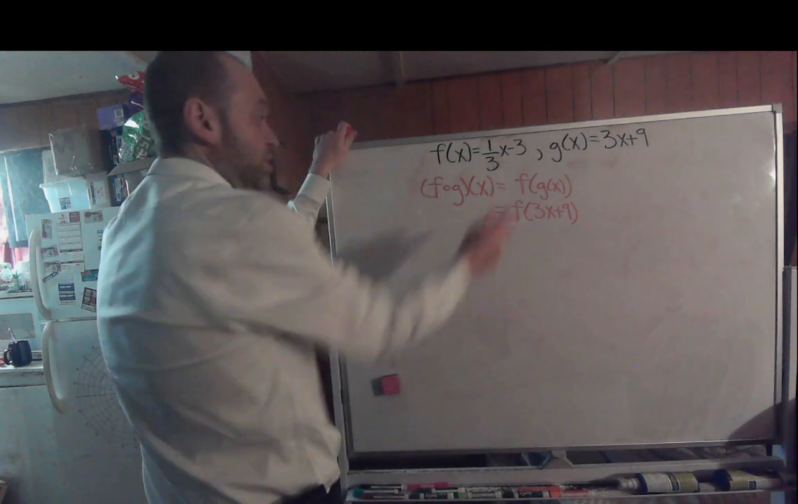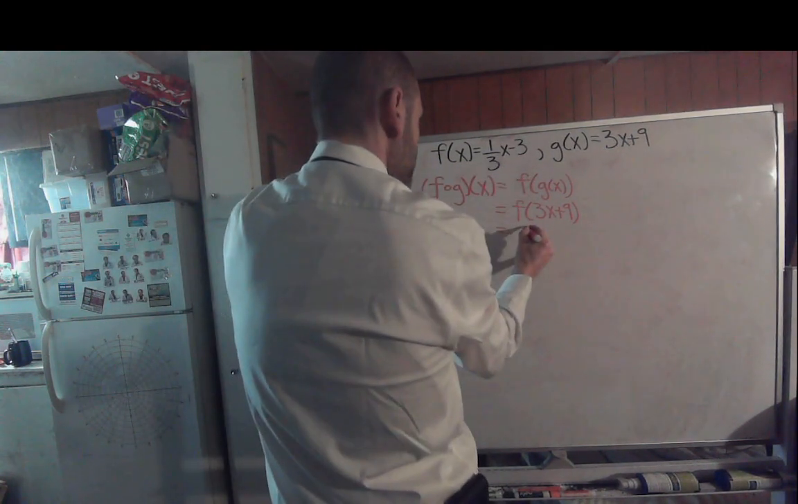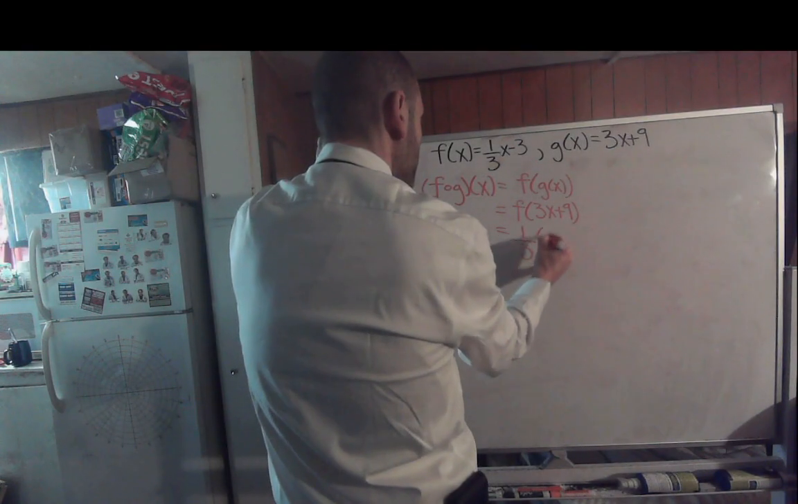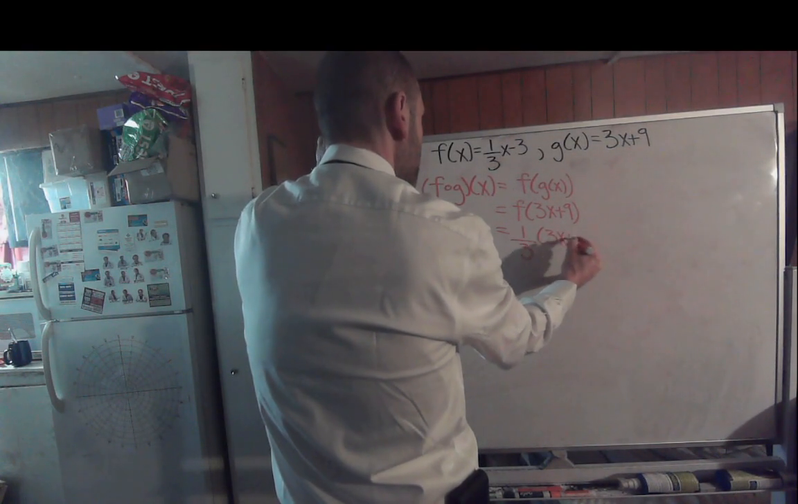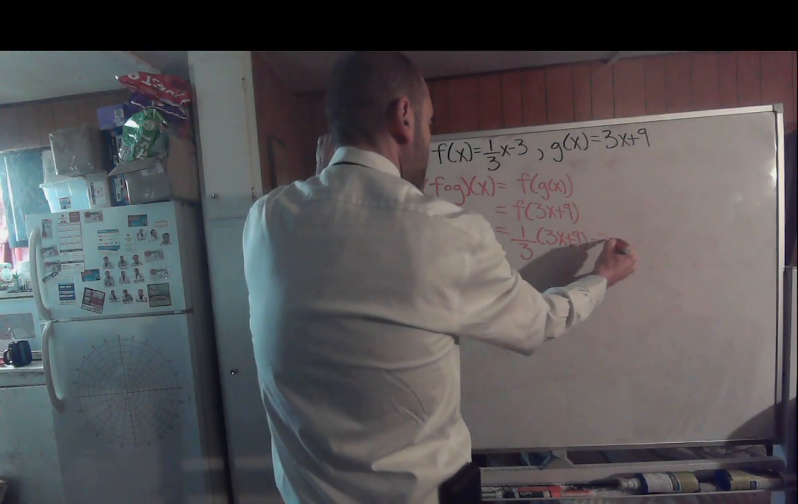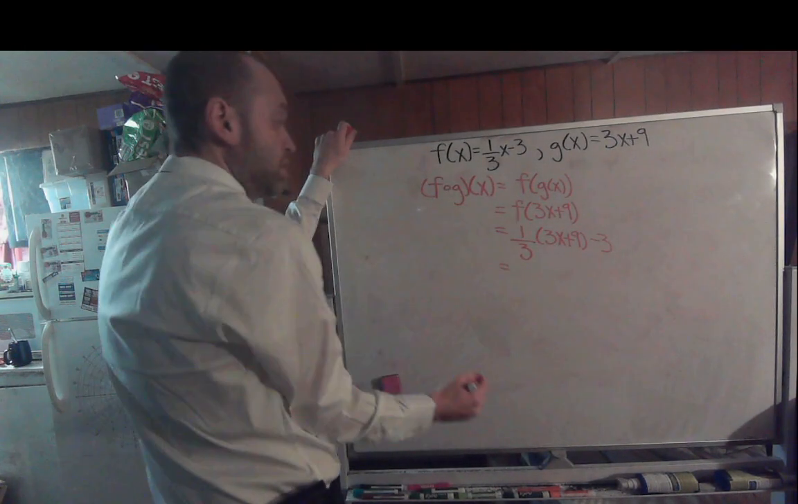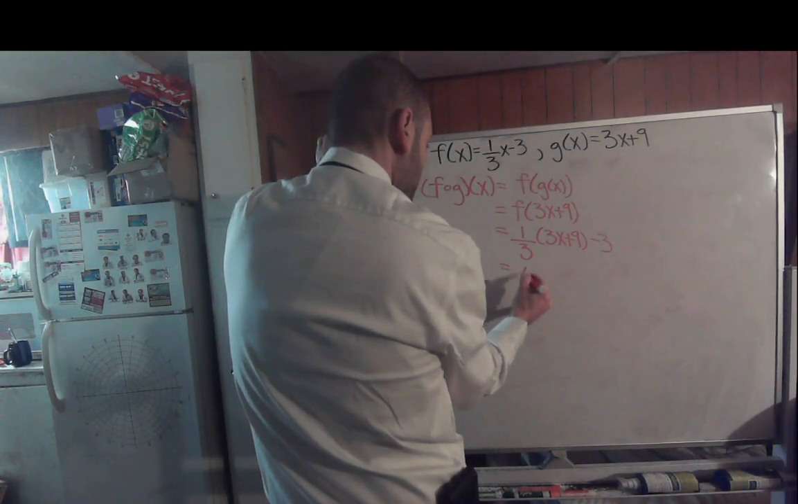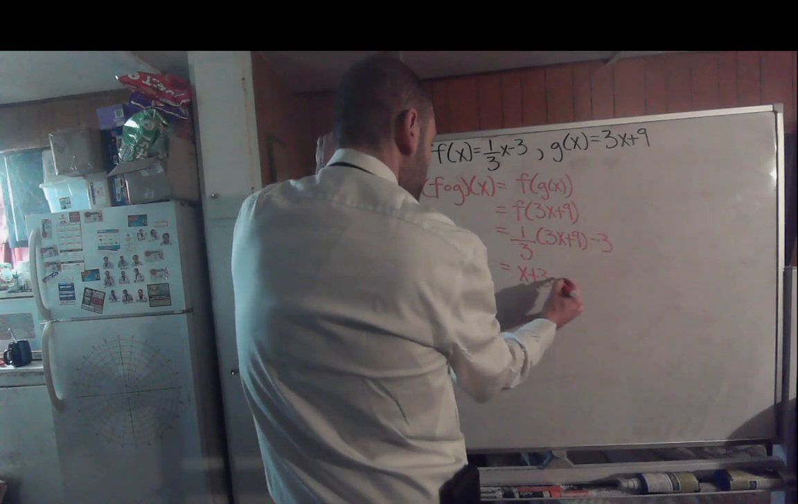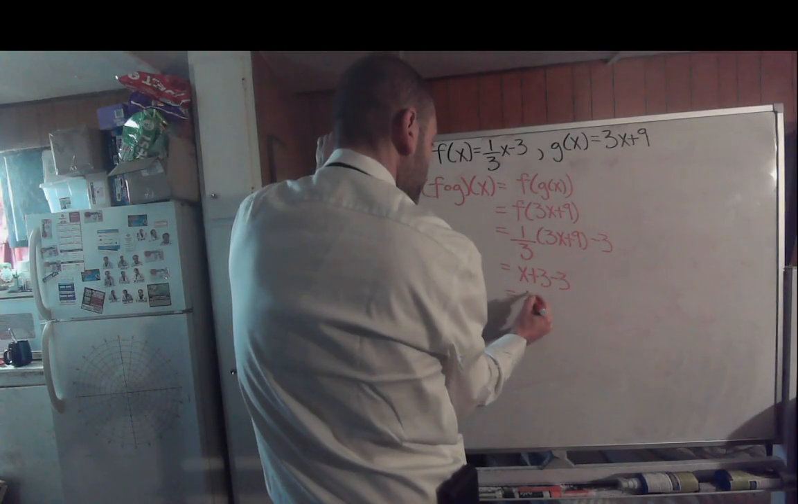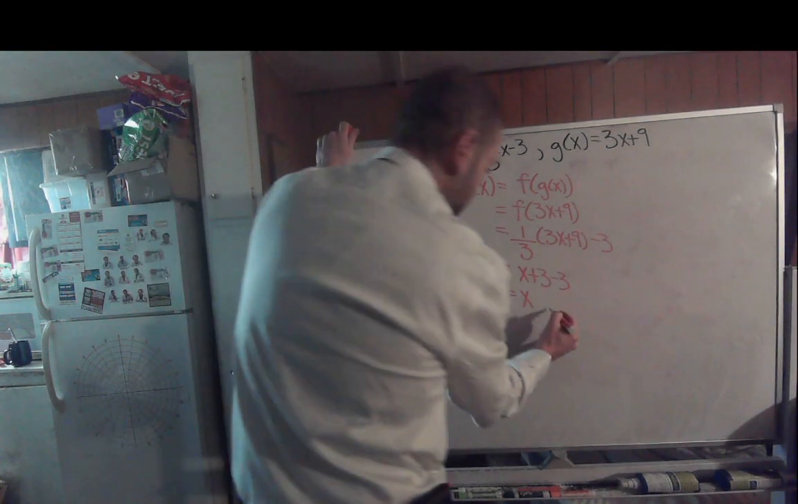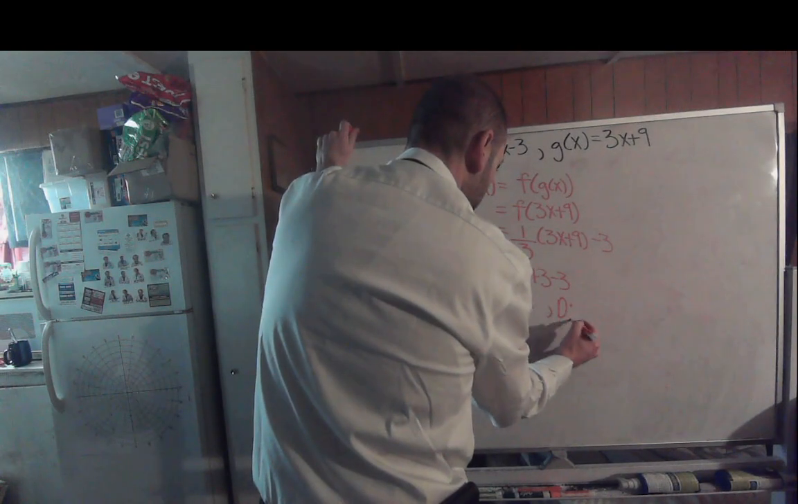Now in f, put in that 3x plus 9 where you see x, so you would get 1/3 times 3x plus 9, all that minus 3, which would end up giving you x plus 3 minus 3, or simply x. And of course, your domain would be all real numbers.